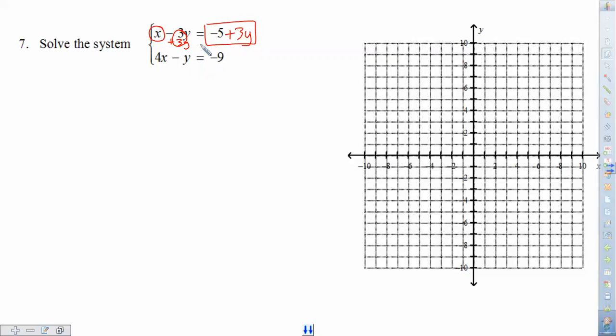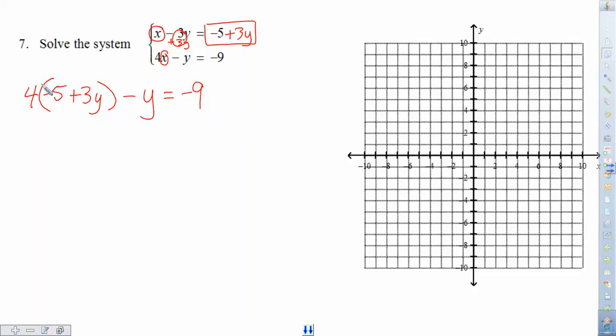So anywhere else I see an x, which is this x right there, I can replace it. So now I have 4, and instead of times x, now I can write down negative 5 plus 3y. Close the parenthesis, and don't forget, a lot of students forget to write the rest of that stuff in there. Don't forget, you're going to need that stuff too. So then minus y equals negative 9.